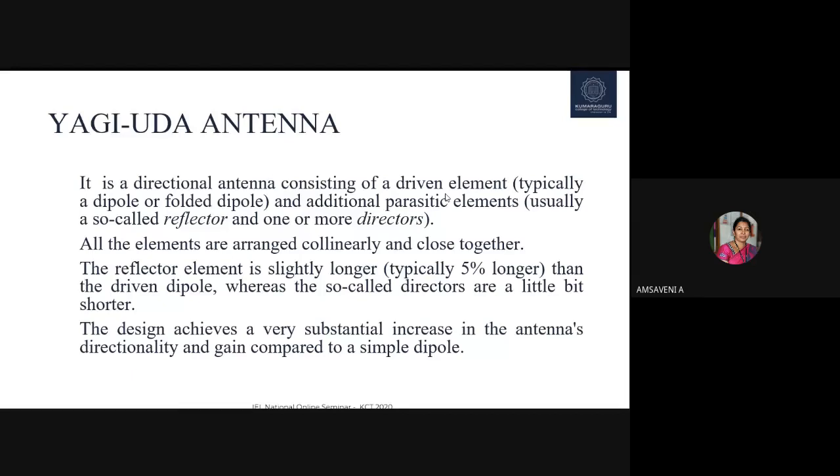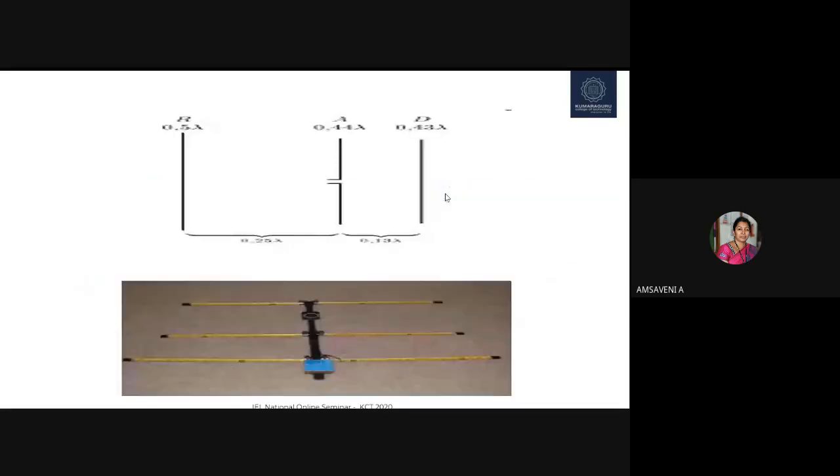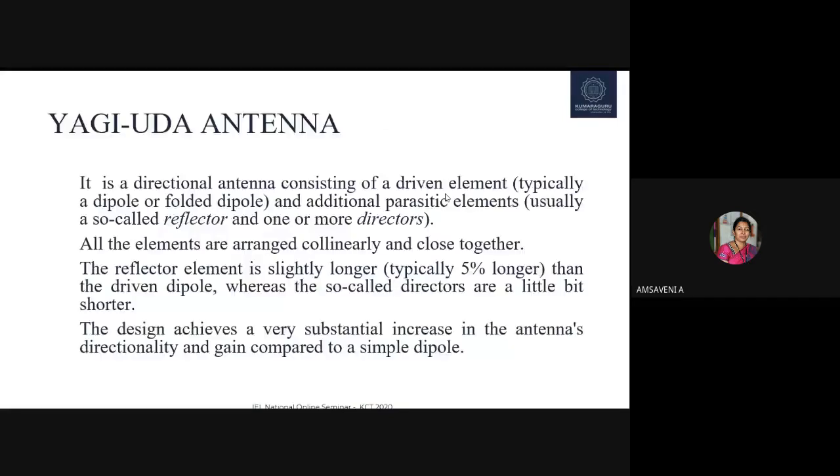This antenna provides better gain. It's a high gain antenna compared to a single dipole. It provides better gain and directivity, and to increase the directivity we can increase the number of directors. You can have more than one director. In the diagram we have only one director, of length 0.43 lambda.